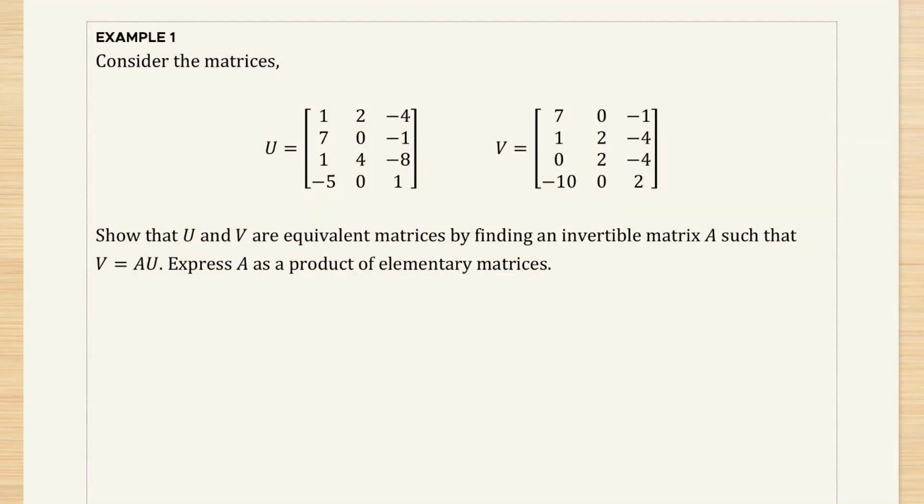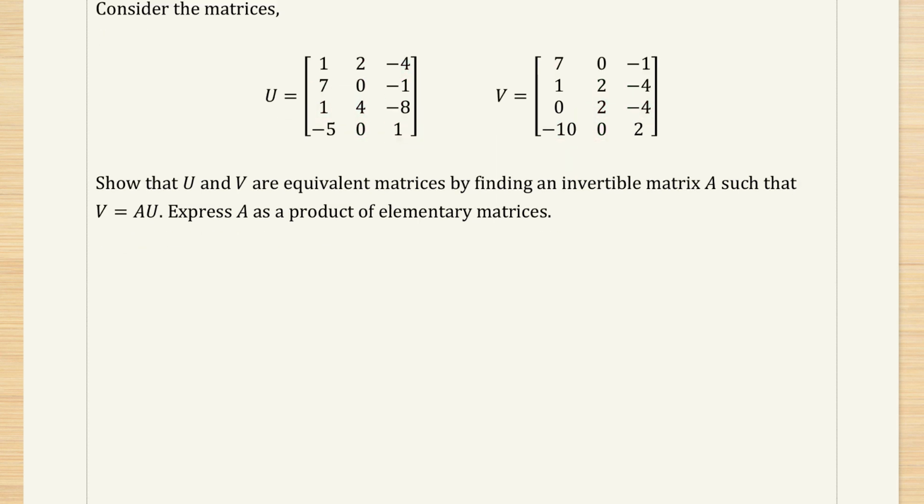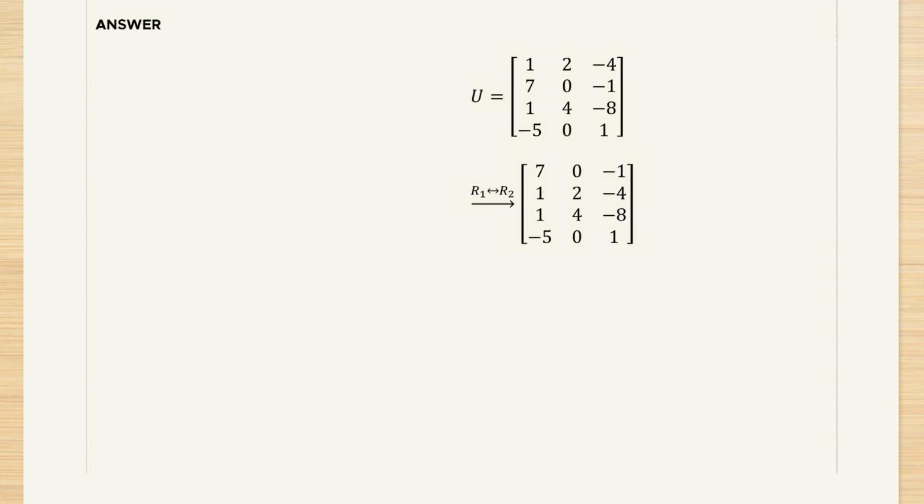Now, how do we go from U to V? The row 1, 2, negative 4 seems to have switched places with 7, 0, negative 1. Interchange rows 1 and 2. We also interchange rows 1 and 2 in the identity matrix.